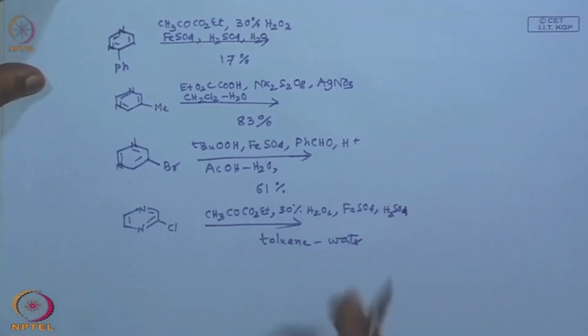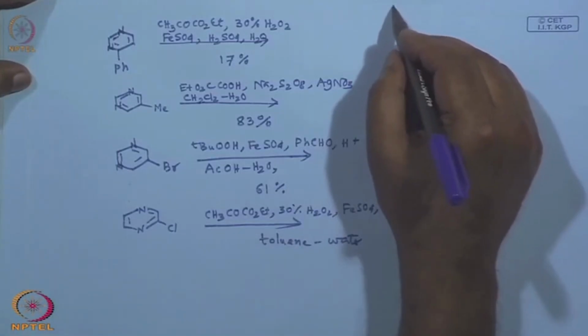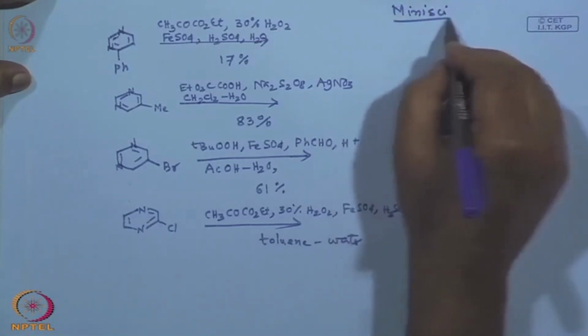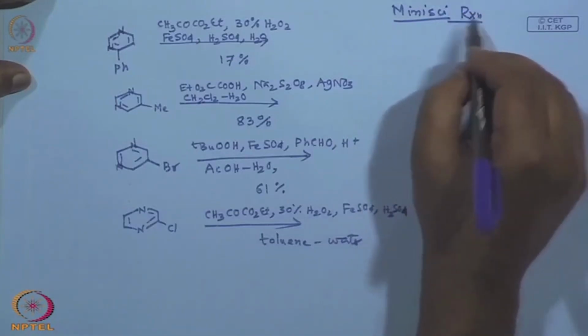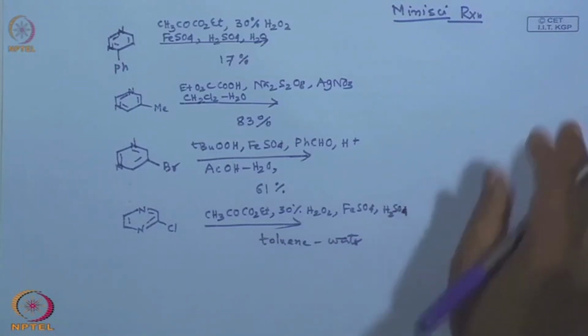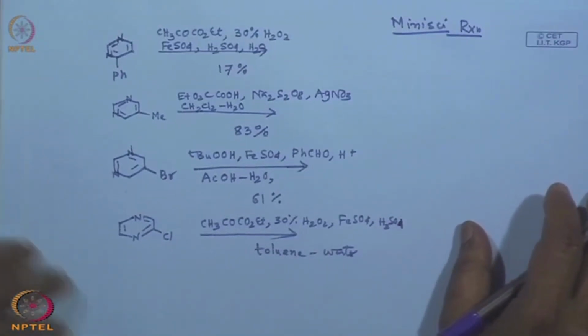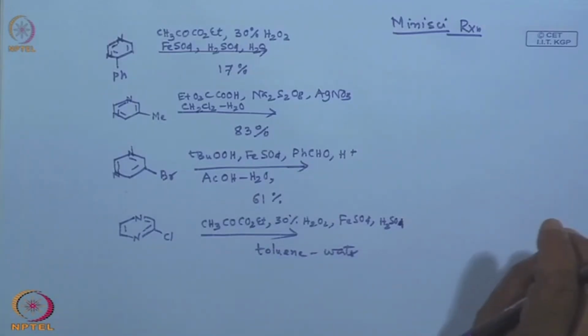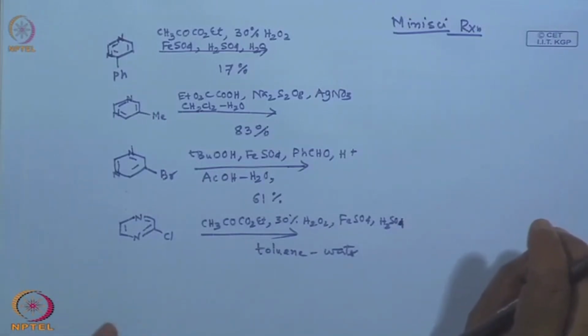All these examples belong to a reaction called the Minisci reaction. How do you define the Minisci reaction? Minisci reactions are radical reactions, reactions of carbon radicals with heterocyclic compounds, not carbocyclic compounds. It is basically the domain of heterocyclic chemistry.